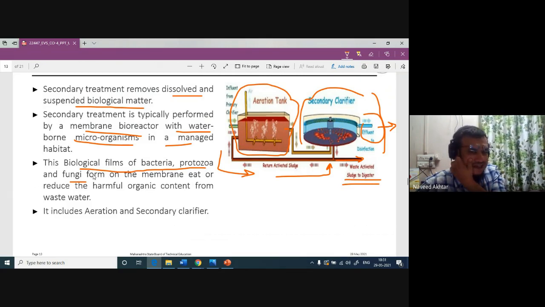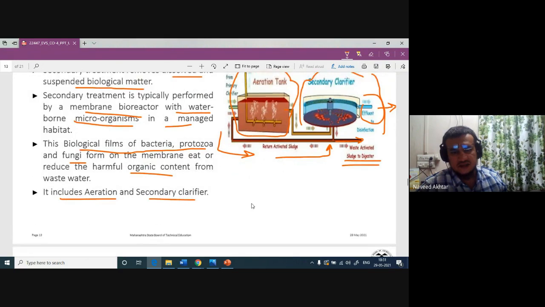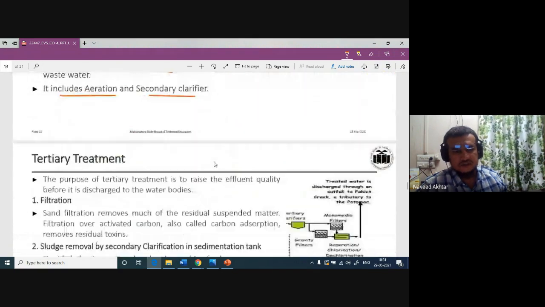and they will eat the bacteria, protozoa, and the fungi. They will eat the organic content from the wastewater. It includes the aeration and the secondary clarification. This is the secondary treatment.